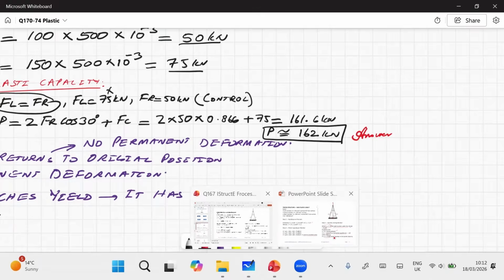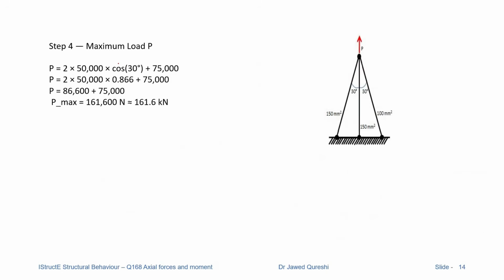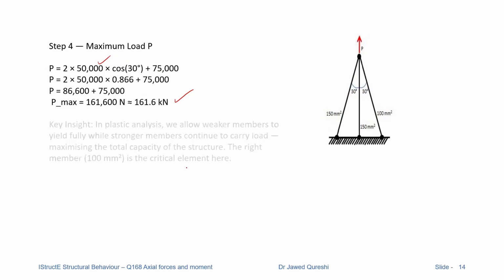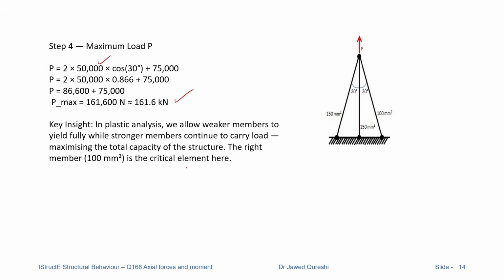Again, returning back here, the maximum load, as I mentioned earlier, is 2 times 50 into cos theta plus 75 kilonewton, and from here we get 161.6 or 162 kilonewton. The key thing is that the forces in these two inclined elements will be the same. So the element with the smaller area will control.